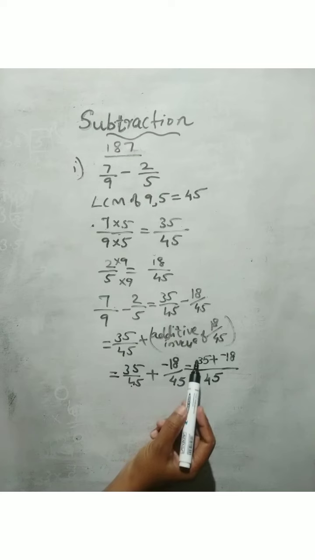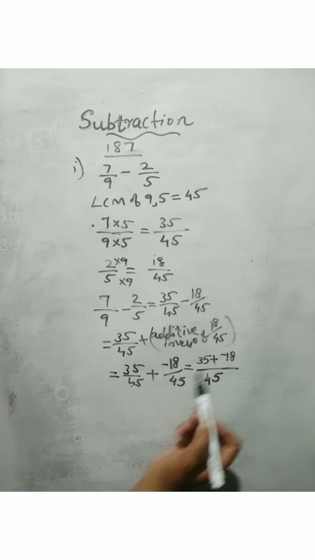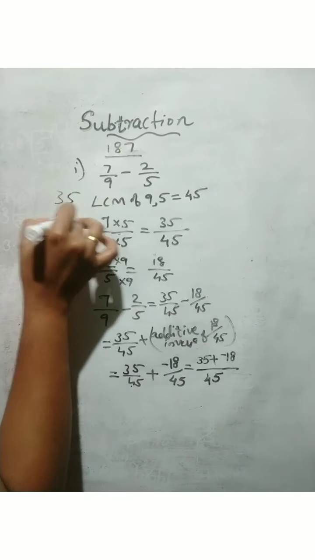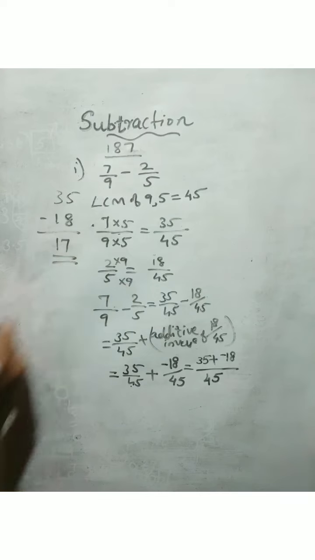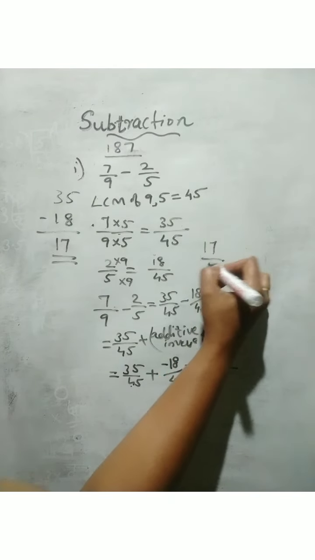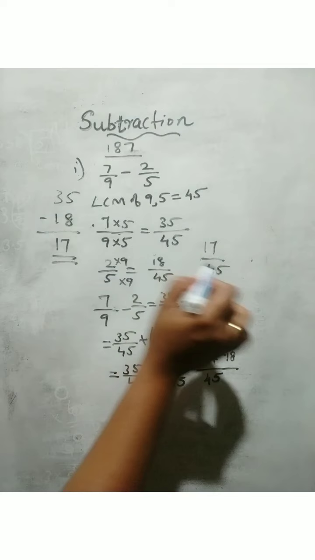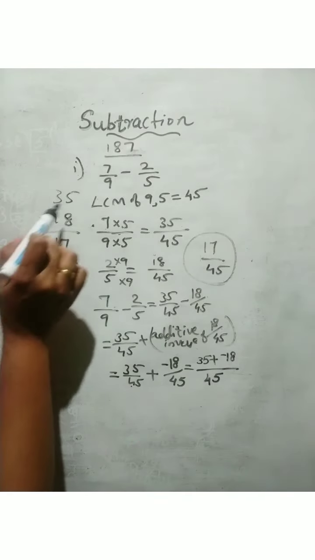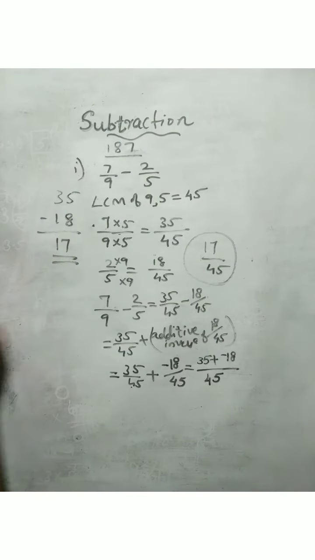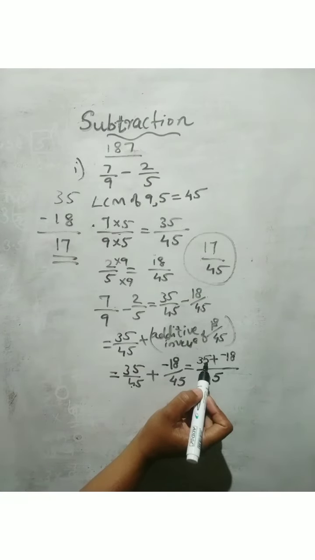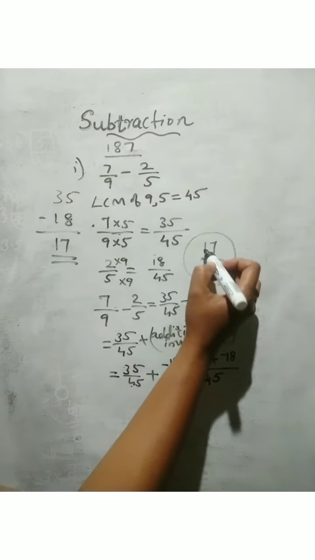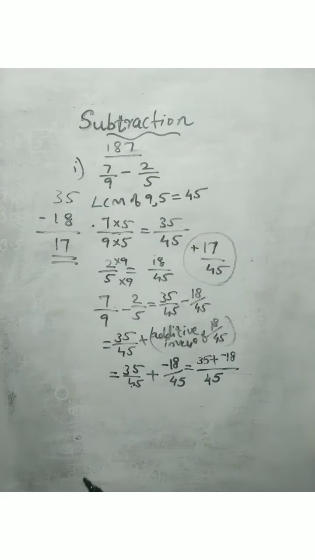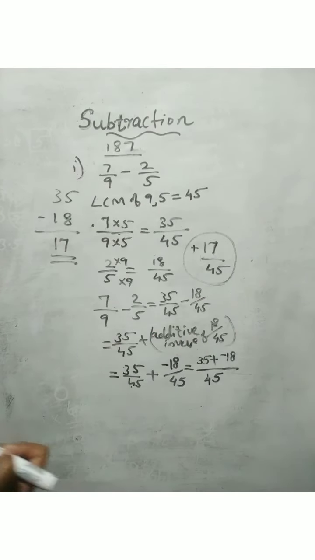One is positive, another one is negative. How can we add? We have to subtract the numbers. Then 35 minus 18 is equal to 17, so 17 on 45. Then what is the sign of this rational number? Here we have to think about the greatest number. The greatest number is 35, and the sign of 35 is positive. So this 17 will be positive, that is positive 17 on 45, equal to 17 on 45.